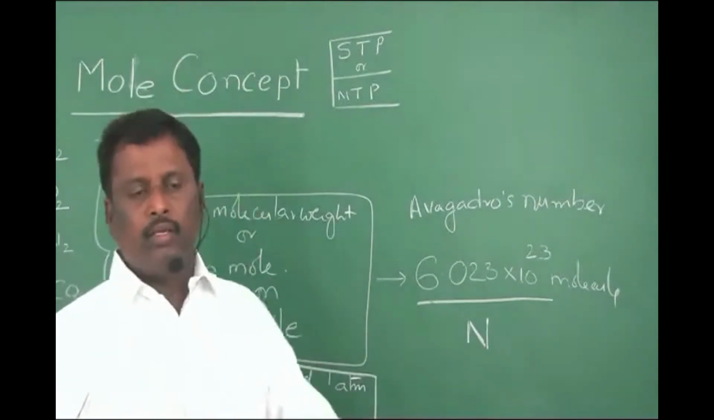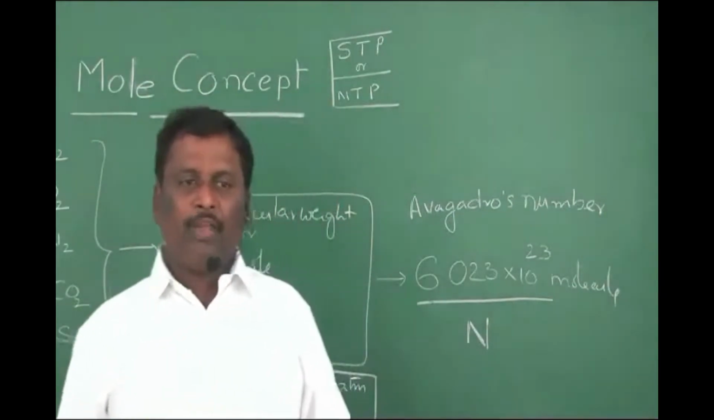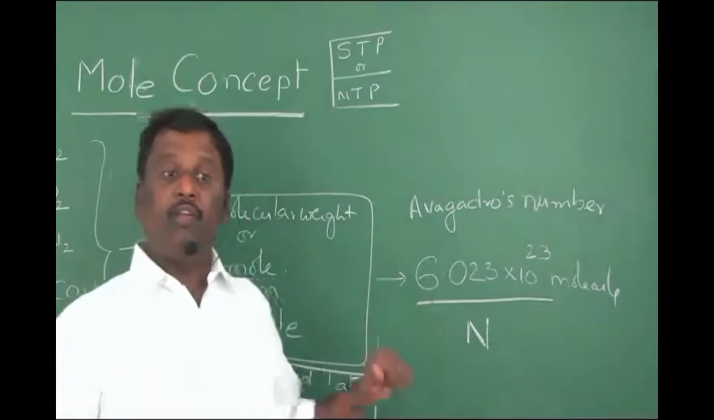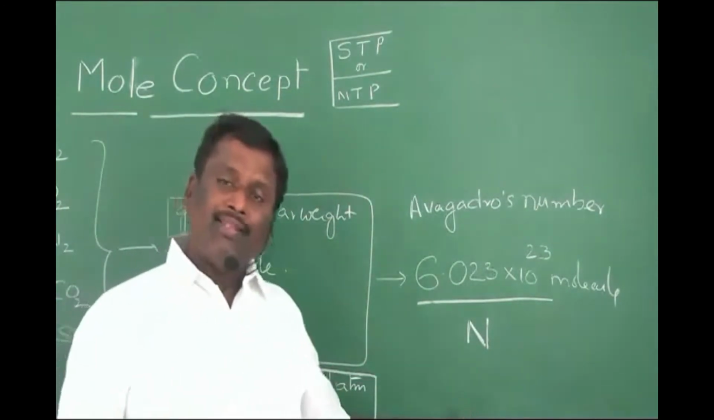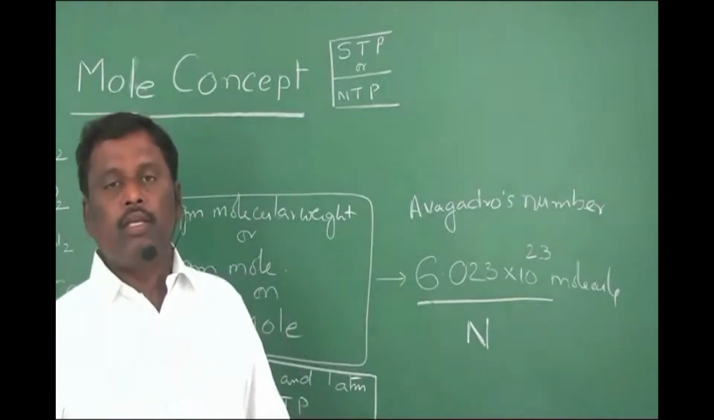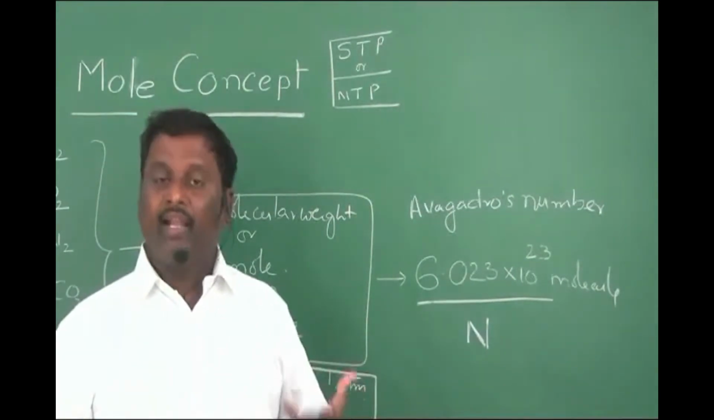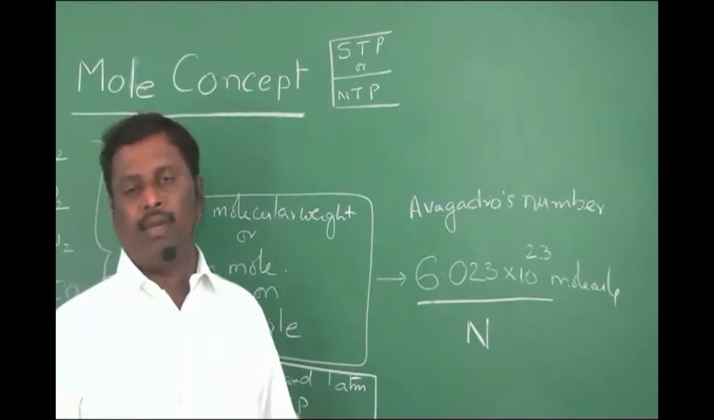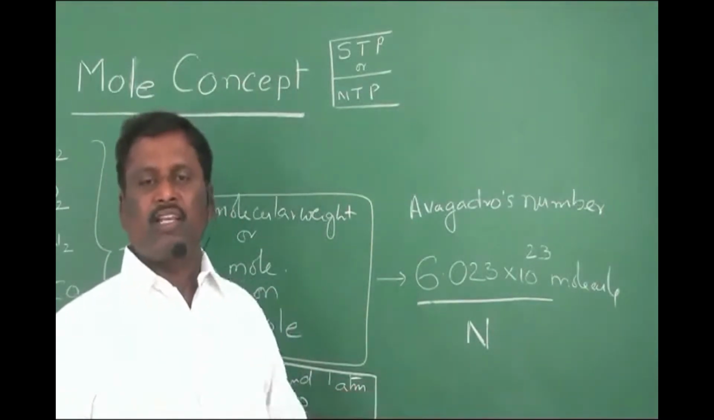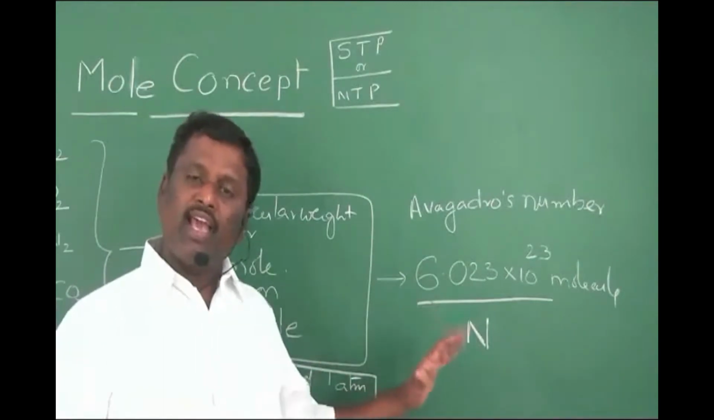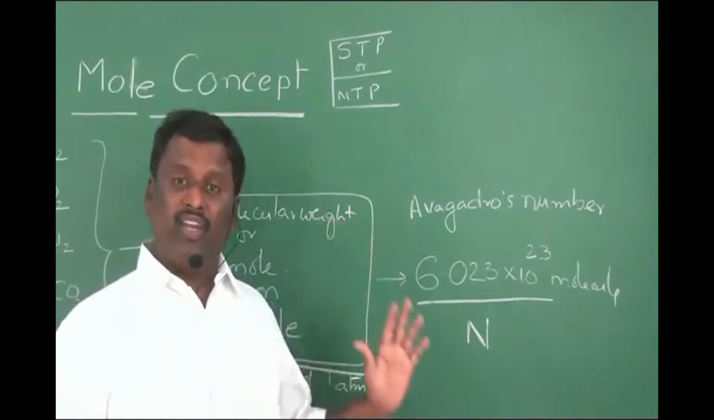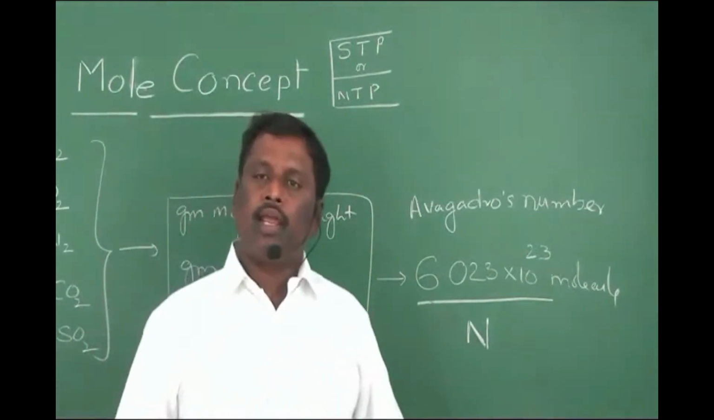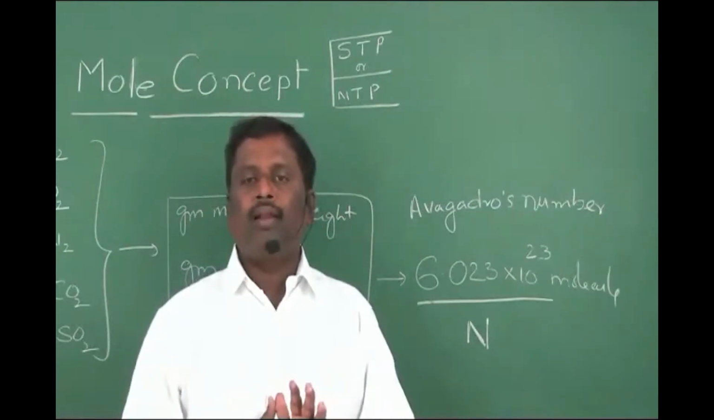And there is a relation between the mass and volume also. Because if you take any gas, 1 mole of any gas, at STP conditions, it will occupy 22.4 liters. STP conditions means 0 degree centigrade or 273 K temperature, and 1 atmosphere pressure, said to be standard temperature and pressure. At those conditions, 1 mole of any gas or 1 gram molecular weight of any gas will occupy this volume. That's why that volume is said to be gram molar volume.